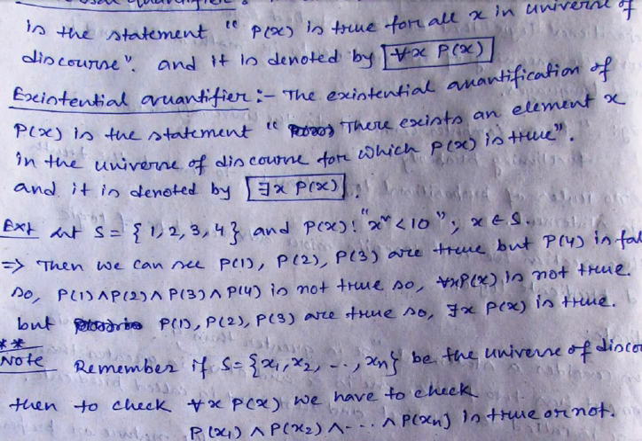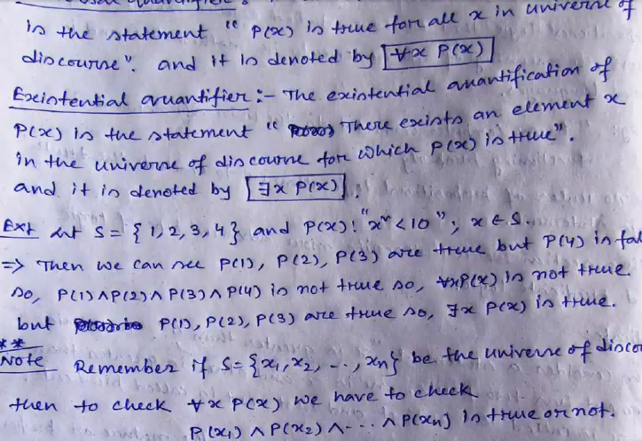But simply think about this. This statement is true for 1, 2 and 3. Therefore, we can say there are some elements present in the universe of discourse for which this statement is true. So it is nothing but an existential quantifier. That is, there exists x, for some values of x present in the universe of discourse, P(x) is true.